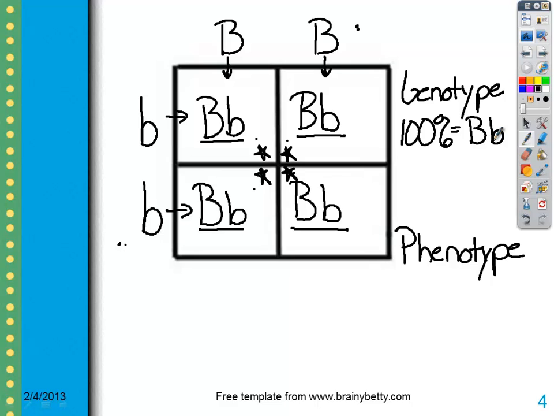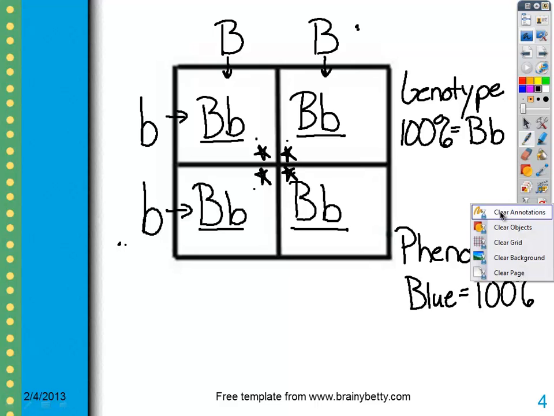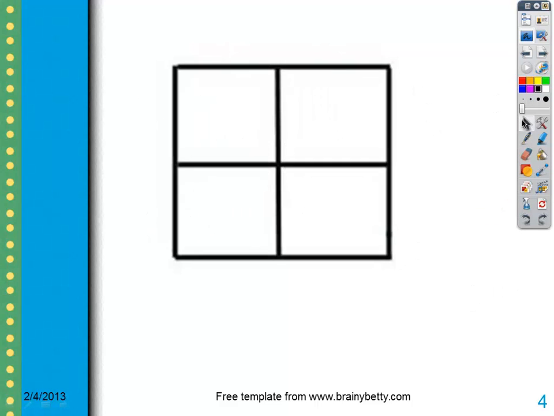Now, what are my phenotypes? Well, remember we said blue was dominant to green, so all of these children carry that big B blue allele, which means they are all going to have blue eyes. So we would say blue, 100%. And that is basically how you do a Punnett square. We're going to try another one just like this one, just a little differently so you get the same idea.